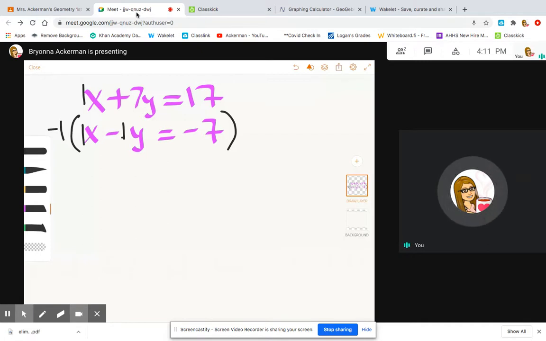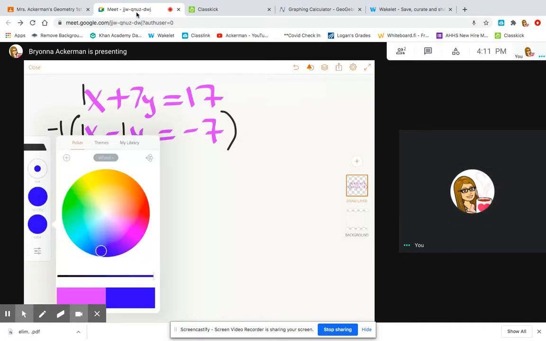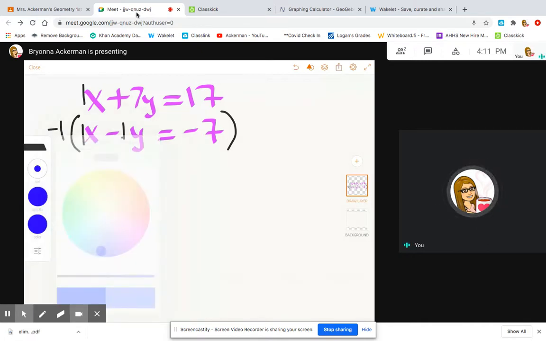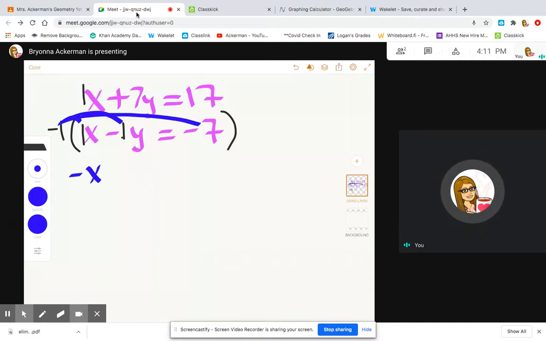And so what that's going to do is I'm going to have to distribute this, okay, to all three. So I get negative 1 times x. That gives me negative x. I have negative 1 times a negative y. That's going to give me a positive y. And then a negative 1 times a negative 7. That now gives me a positive 7. Okay, so I multiplied the entire second equation by negative 1.